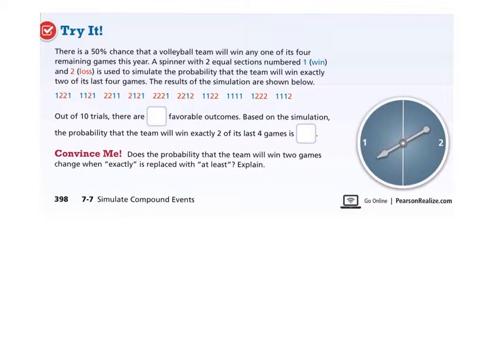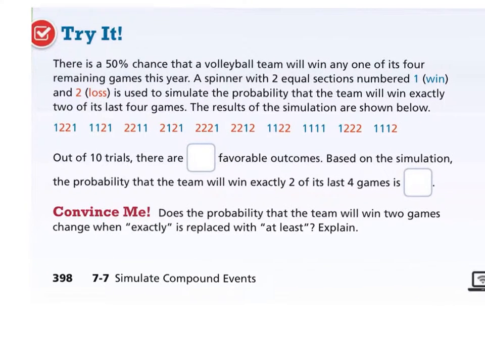On the try it, it says there is a 50% chance the volleyball team will win any one of its 4 remaining games this year. A spinner with 2 equal sections numbered 1 for win and 2 for loss is used to simulate the probability the team will win exactly 2 of its last 4 games. Results of the simulation are shown below. Again, they could have picked W and L for win and loss. They picked 1 and 2. Maybe they just had a spinner laying around that had this on it already. Whatever, this is what they're doing, so that's fine.